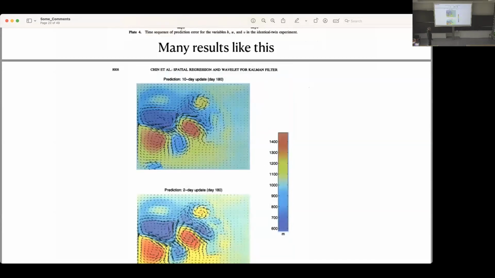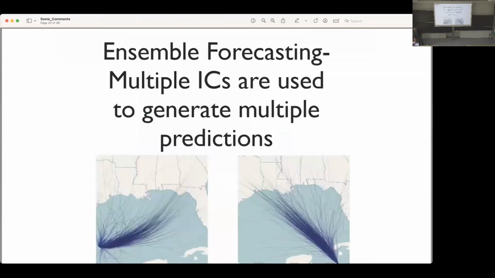Here's a plot that shows a little bit of those differences. On the top is where we did 10-day updates. We only put the data in through the simulation every 10 days. On the bottom, 2 days. And if you look hard, you can see that the flow on the bottom, particularly if you look at this eddy versus that eddy, it's a much stronger flow. So the initial conditions aren't a problem for us because we have data assimilation and data being collected.